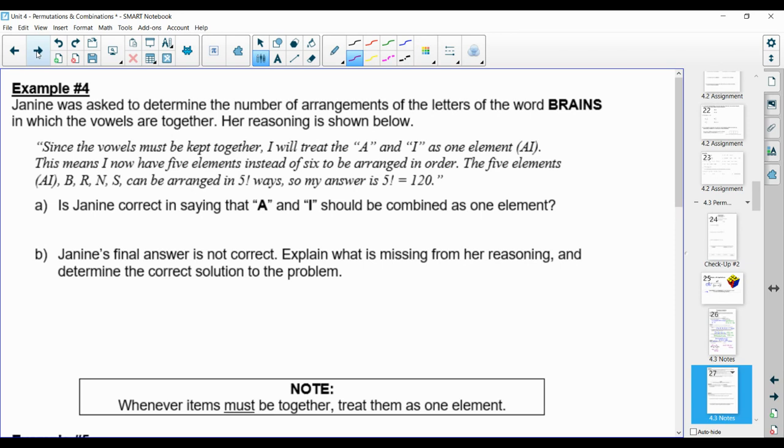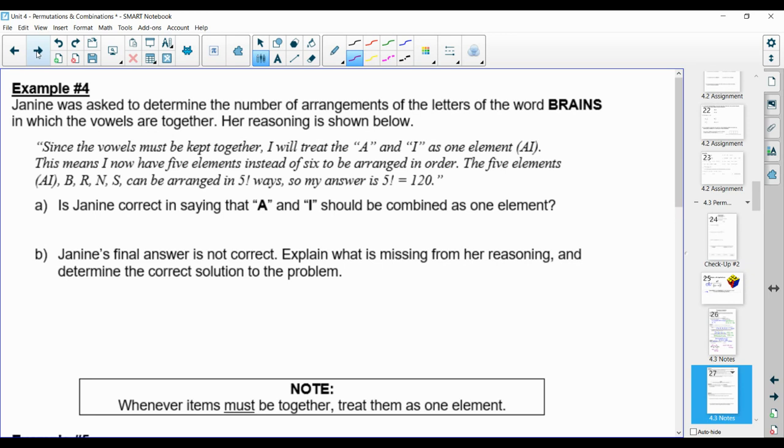It says, since the vowels must be kept together, I will treat the A and the I as one element. And this means I now have 5 elements instead of 6 to be arranged in order. The 5 elements, AI grouped together, B, R, N, S, can be arranged in 5 factorial ways. So my answer is 5 factorial equals 120.